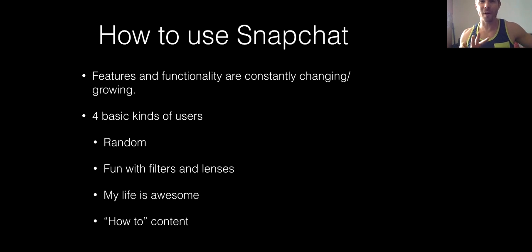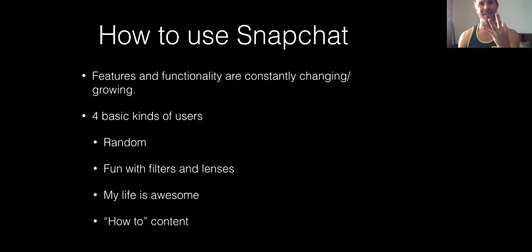There are basically 4 kinds of users with Snapchat. The first is the random user. They just kind of snap whatever, their feet, their cat, their carpet, the sky, the cars, whatever is in front of them. There's no rhyme or reason. There's no intentionality. The second kind is the people who are having fun with the filters and the lenses, and I'll show you those in a second.